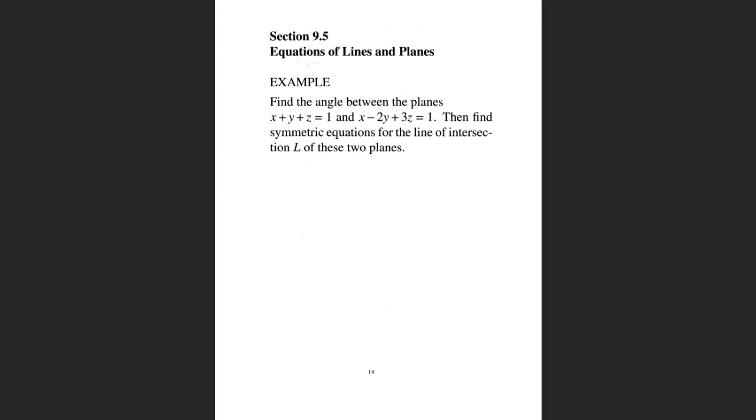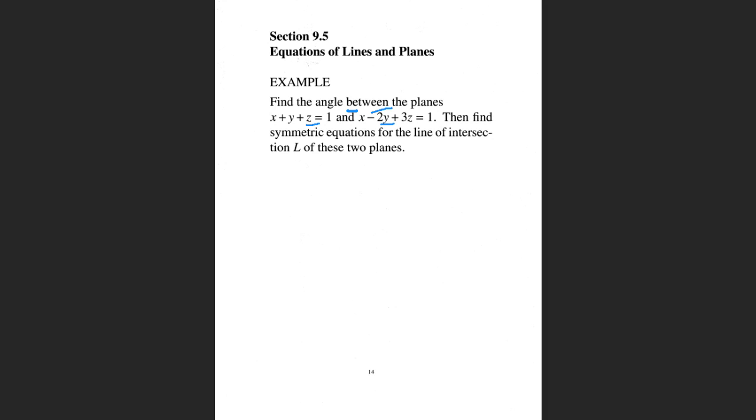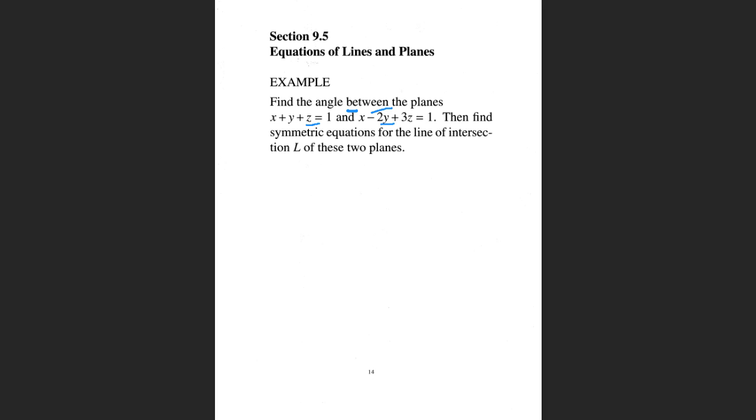Okay, so in this problem, we want to find the angle. Okay, let me put this on 3-point. We want to find the angle between these two particular planes. Now, when it says find the angle, what operation are you generally thinking of using? What have you learned so far that helps you find angles? What operation?